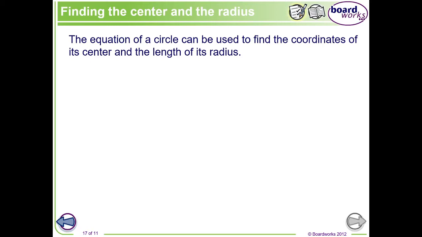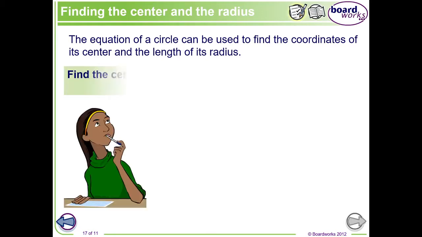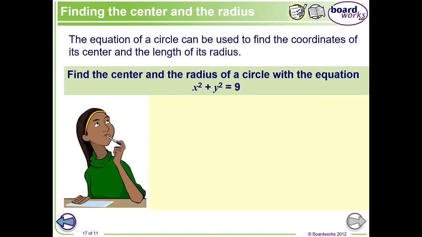You are now given the equation of the circle, and you will find the center and the radius. Okay? So take note, the equation of a circle can be used to find the coordinates of its center and the length of its radius. So find the center and the radius of a circle with this equation: x squared plus y squared equals 9.